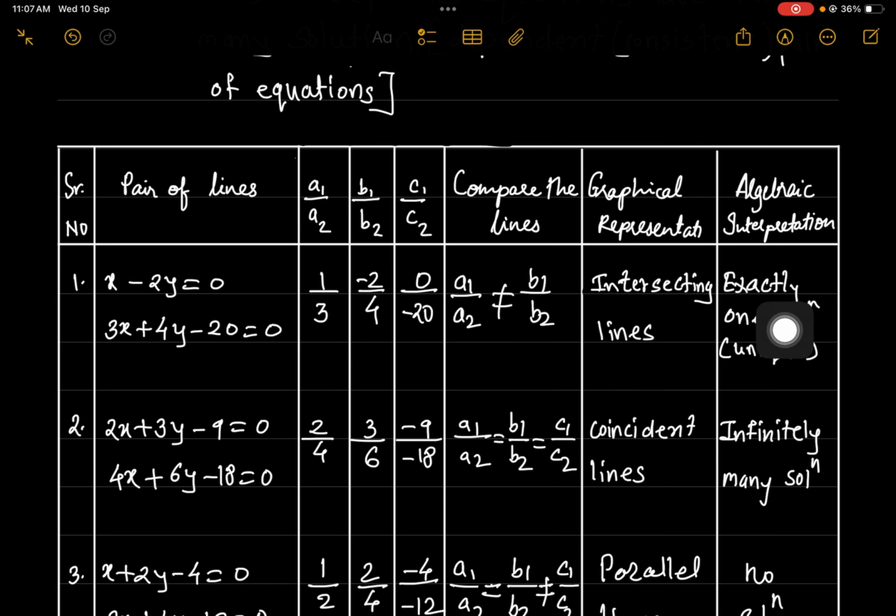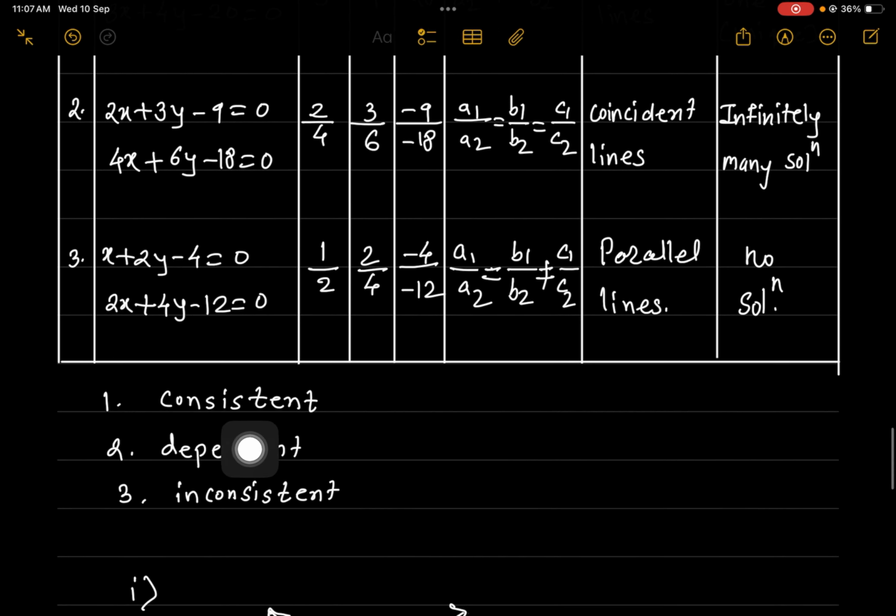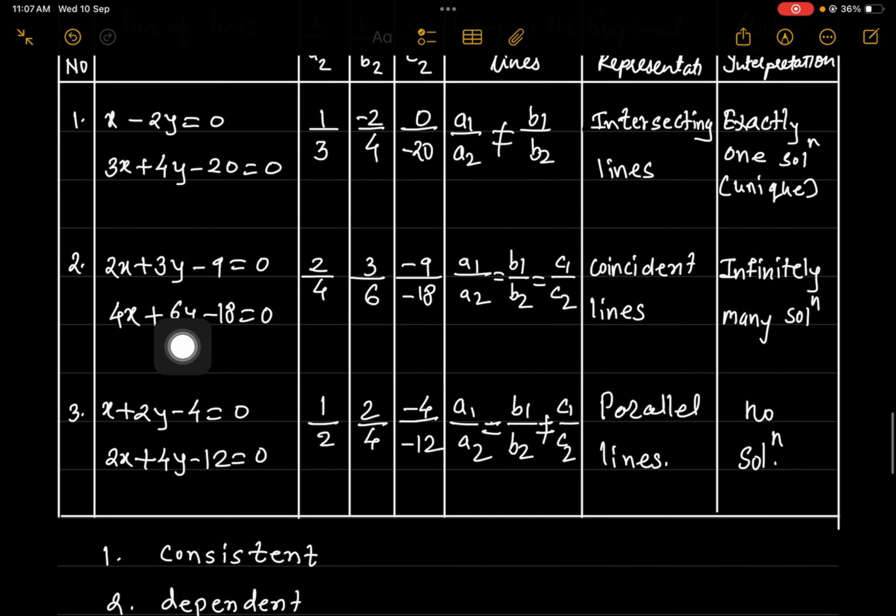Here we are getting exactly one solution, that is the unique. Exactly one solution means what? It becomes consistent, that we already saw. Now here also two equations are given.